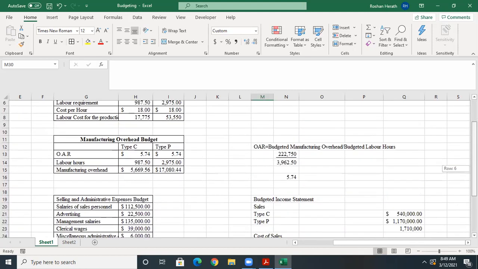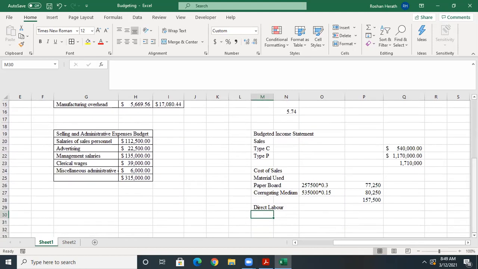Direct labor cost for the production. So there you have two types, the type C and type P.